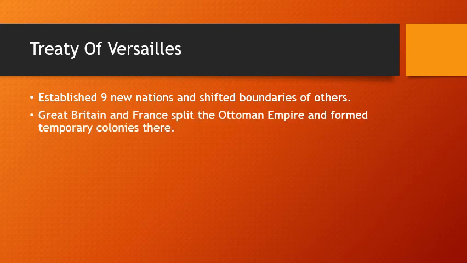Great Britain and France split up the Ottoman Empire between themselves. They rename it Turkey and form colonies there. So there again, even though imperialism was a big cause of this war, they're still trying to push imperialistic goals.